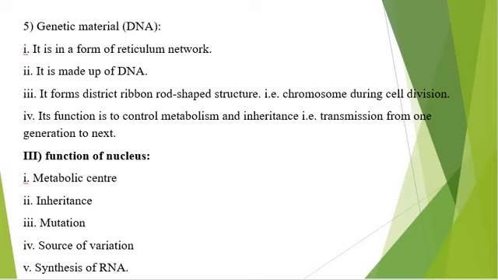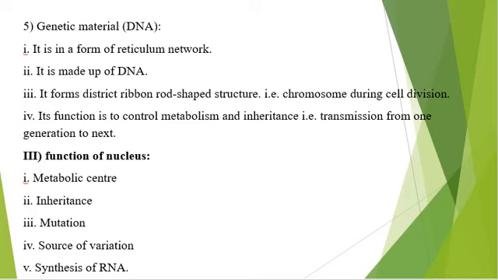Then another important part in the nucleus is the genetic material. This genetic material forms a network known as the genetic reticulum network. Mostly it is made up of DNA, and at the time of cell division, this network or reticulum is converted into a ribbon or rod-like structure, which we saw in mitosis and meiosis. The structure changes at the time of division.